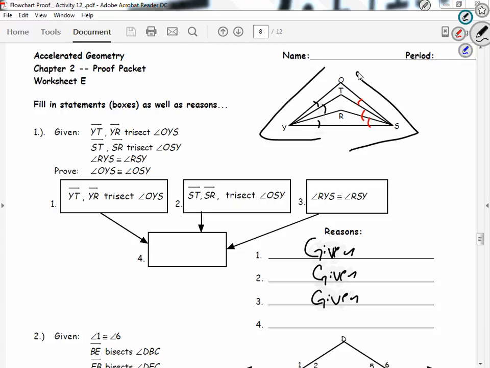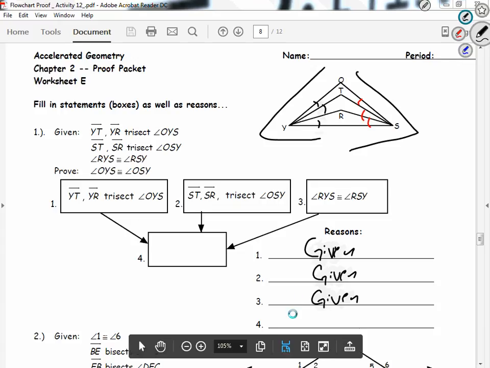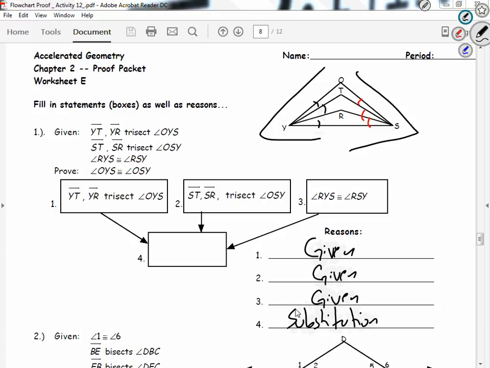Can I say a little angle from the black is equal to a little angle in red? They're all equal. Why would that be true? Substitution. But we're still missing one thing. Notice how statement 4 is blank. I'm going to fill that in with angle OYS is congruent to angle OSY.